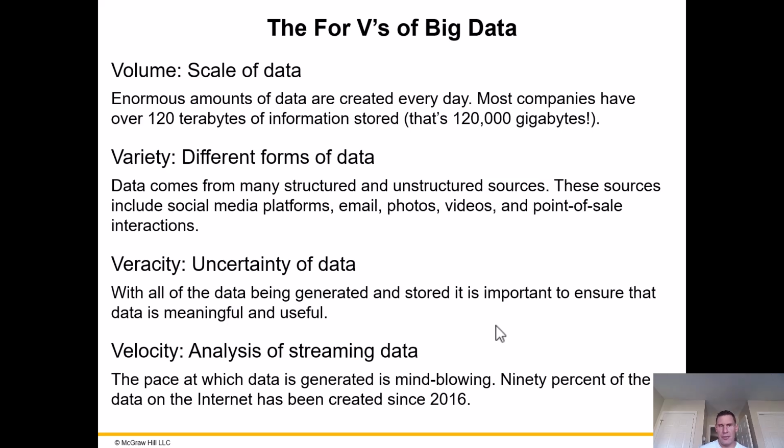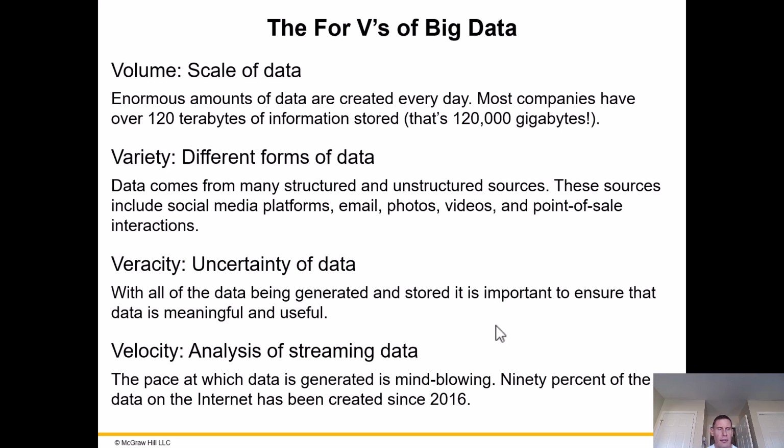Next one is variety. Think about the different forms of data that these firms are storing. Data comes from many structured and unstructured sources. These sources include social media platforms, email, photos, videos, and point-of-sale interactions.